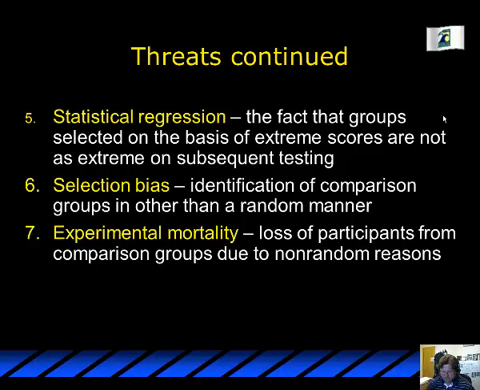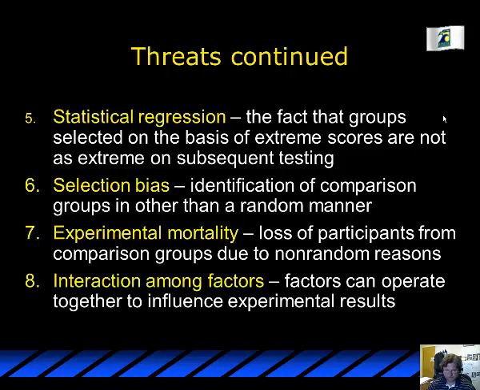Experimental mortality. This particular threat to internal validity is created with the excessive loss of participants so that the experimental groups are no longer representative of a population or similar to each other. Number 8, interaction amongst factors. This basically says that any of these factors can operate together to influence experimental results. A common one or common threats that interact together are selection and maturation and history.